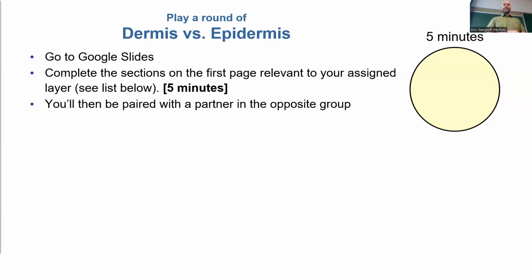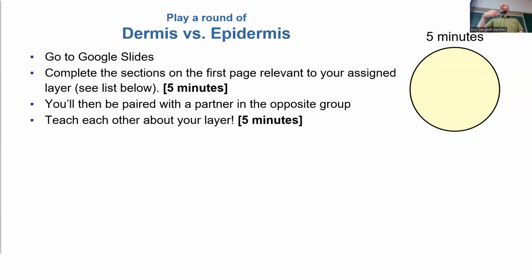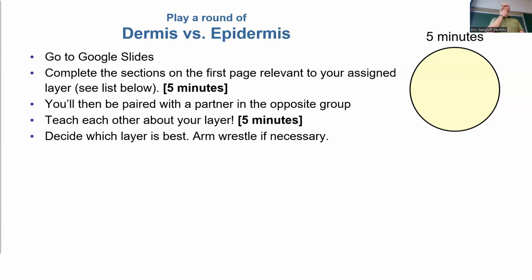Then I'm going to pair you with a partner that's in the opposite group. And then you're going to teach each other about your layer. You're going to spend 5 minutes telling the other person. You just learned about the epidermis, and my partner's Jada. I'm going to tell her all about the epidermis. Then she's going to teach me about the dermis. And then we're going to be totally awesome. And then you can argue about which layer is best and figure out how you want to decide that.